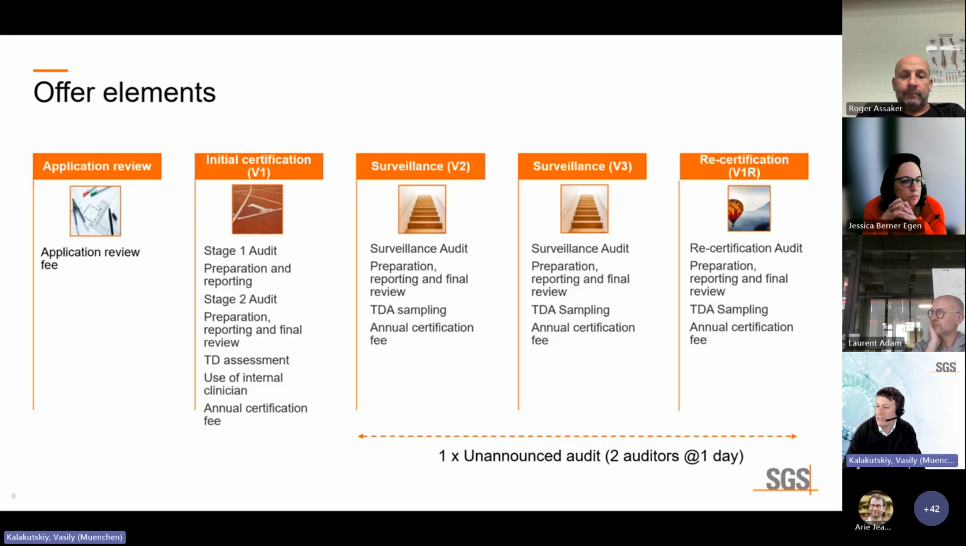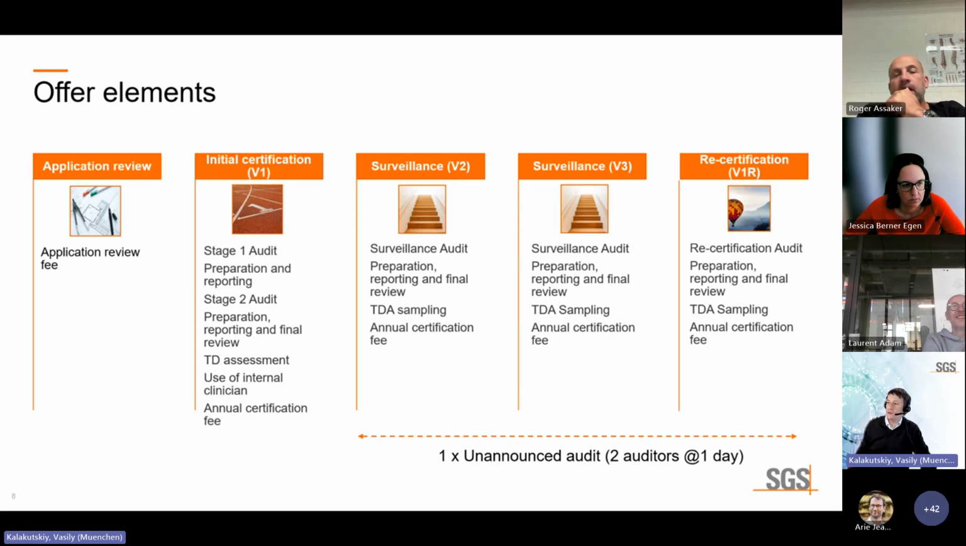Okay, so I mentioned many times the non-binding offer and binding offer. Basically it is the quotation that a manufacturer gets from SGS, and these are the elements that you will see there, the price elements. The first one is the application review fee. It is charged when the MDR agreement is signed. The application is of course free of charge. However, the notified body charges a certain fee when they do the application review and sign the agreement.